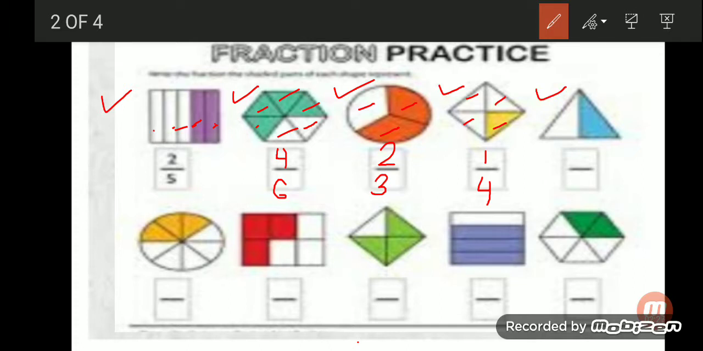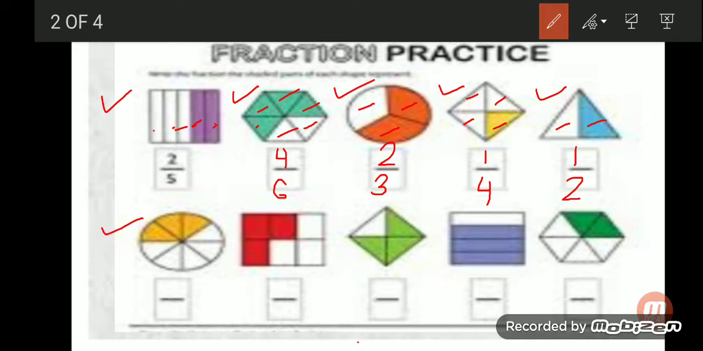Okay, now come to this one. How many parts are shaded here? 1. So we will write 1 at top and how many total parts are there? 2. 1, 2. So we will write 2 at bottom, that is 1 by 2, or it is also called half. Half portion is shaded here.